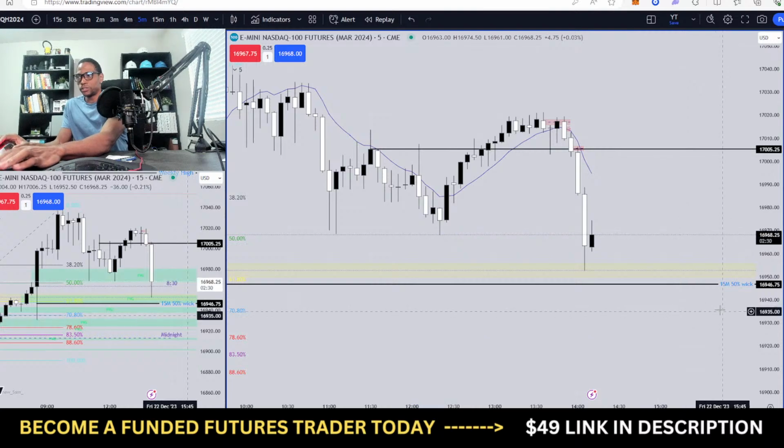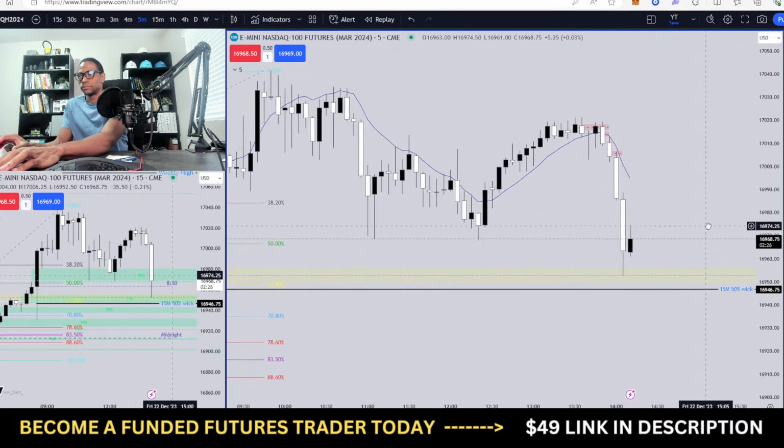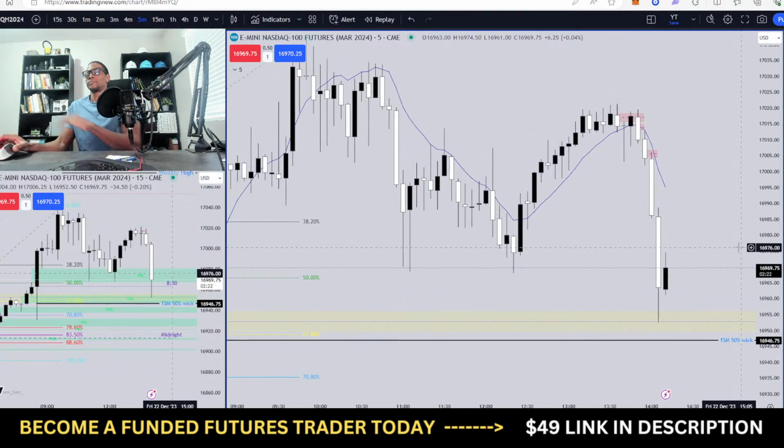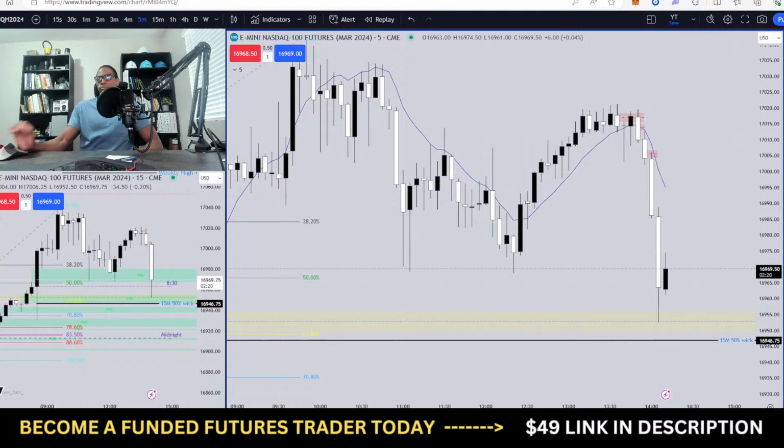All right, let's clean up our charts a bit. We'll stay here on the 5-minute. Till we see anything giving us an indication for a bullish move, we're going to cautiously look at potentially being bearish.